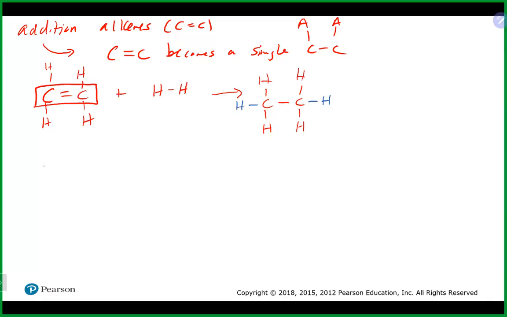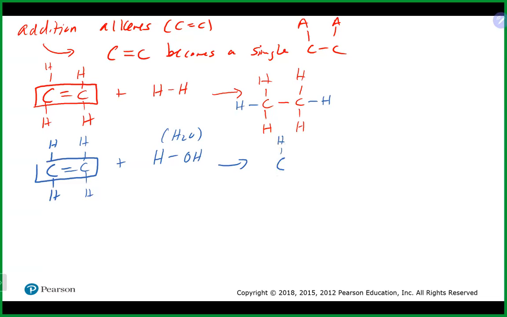We also could do an unsymmetrical sort of addition, and in an unsymmetrical addition, you're adding something like hydrogen and something else. For example, like water, like HBr, HCl, hydrogen and something else. And in these unsymmetrical additions, nothing much is different other than we still have our carbon-carbon double bond that will become a single bond. Everything else will look, once again, exactly the same.